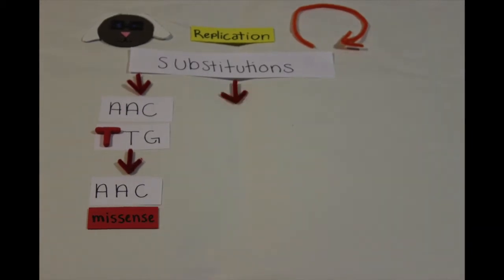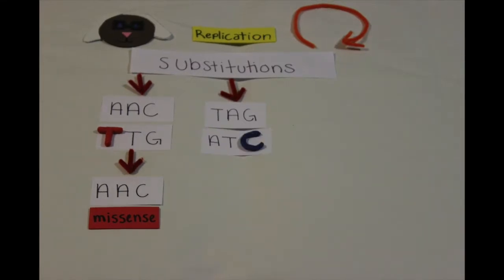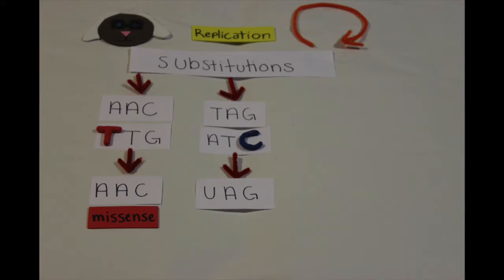Let's take a look at another example, TAG. TAG should code for ATC, which would then code into the RNA sequence UAG. If TAG accidentally coded into ATT instead of ATC, then the RNA sequence would become UAA, which would result in a stop codon. We call these premature stop codons nonsense.